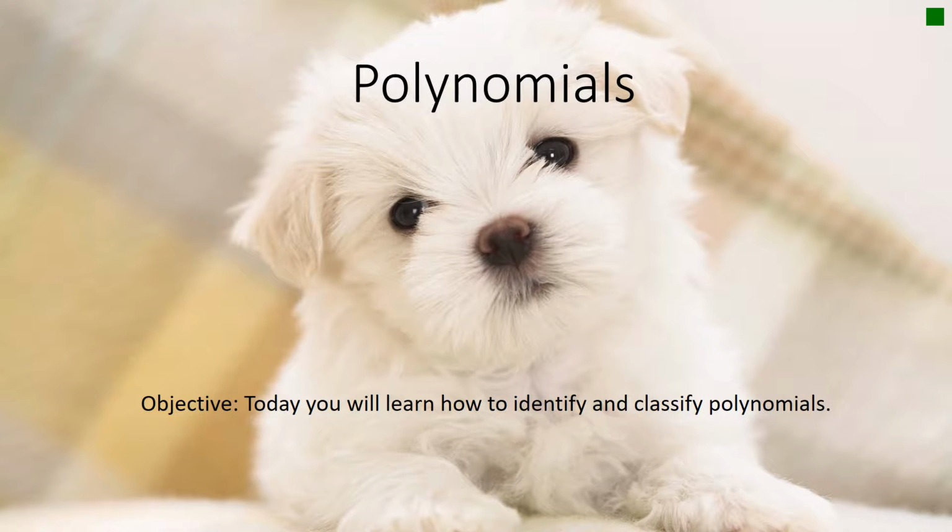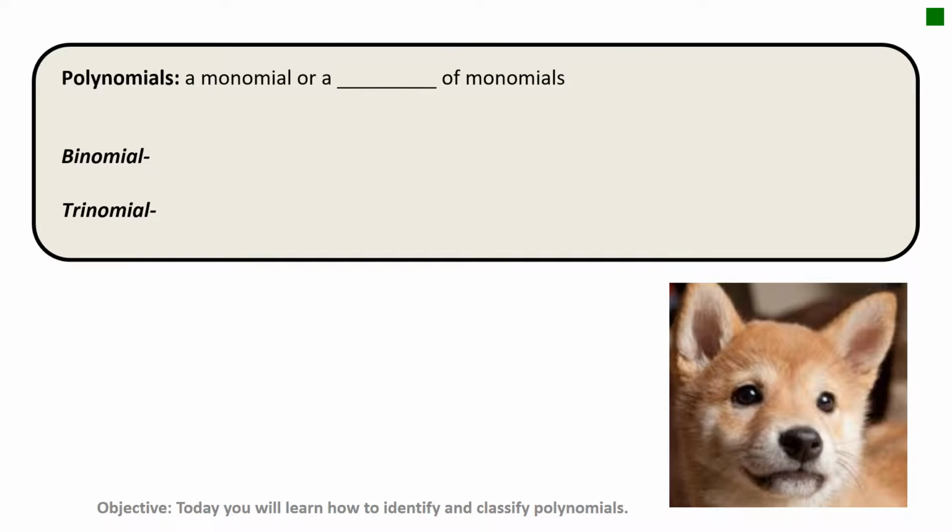Okay, so we've been simplifying monomials for a long time now, and now we're going to talk about things that are called polynomials. Poly means many, so it's many little monomials. Let's see what I mean. A polynomial is a monomial or a sum of monomials. That means a bunch of monomials added together.